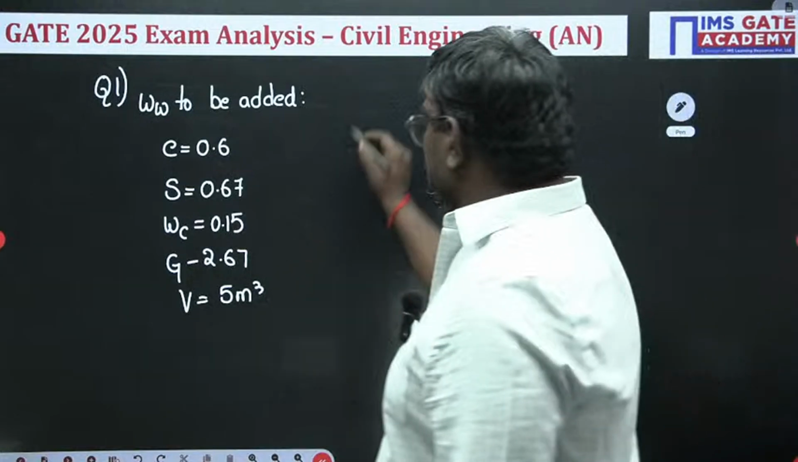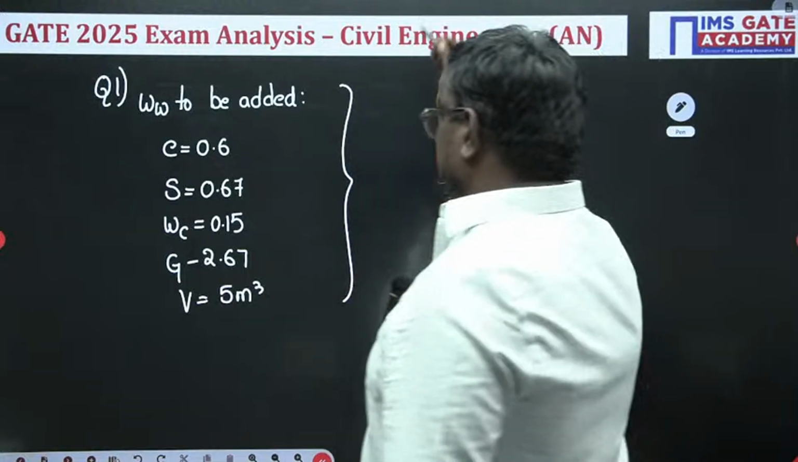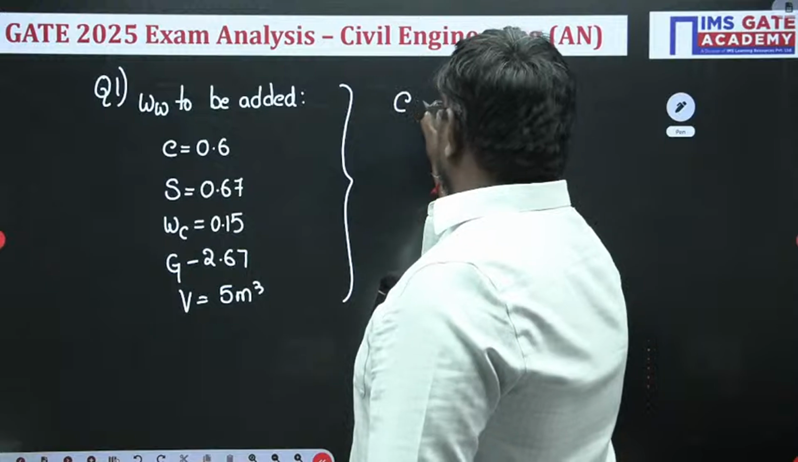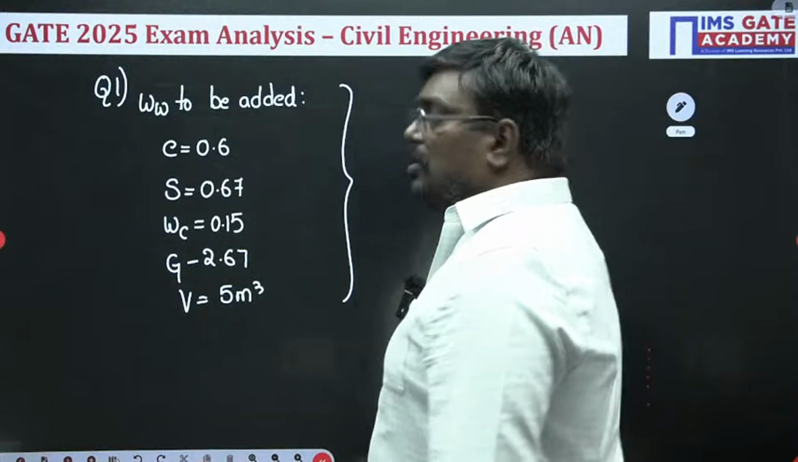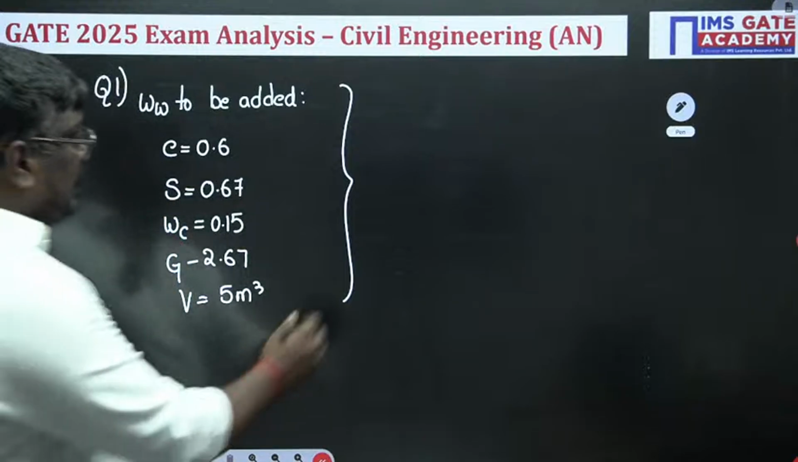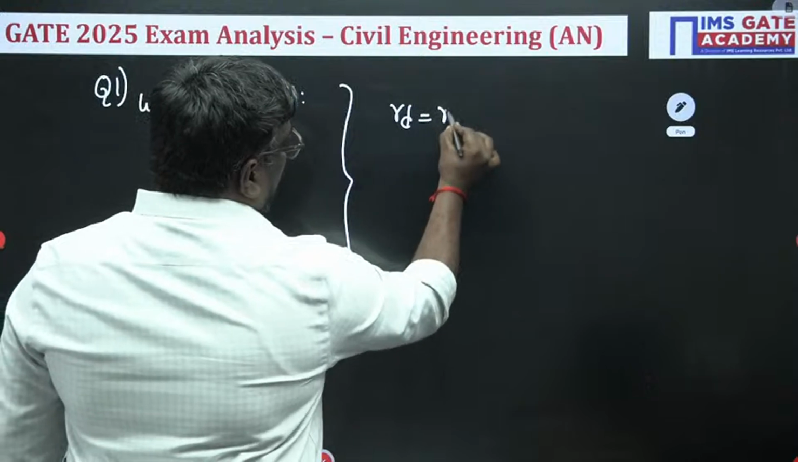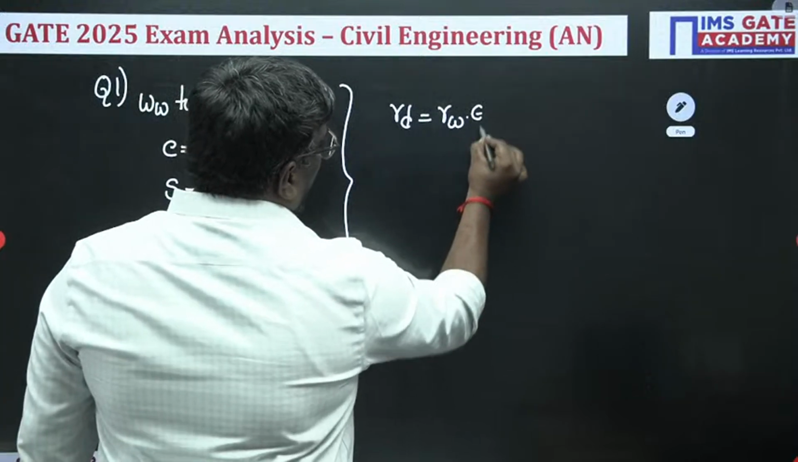Let me tell you, my dear students, first you have to find out gamma D. We should also find out the water content for full saturation. So first I will take dry density. Dry density is equal to gamma W into G by 1 plus e.